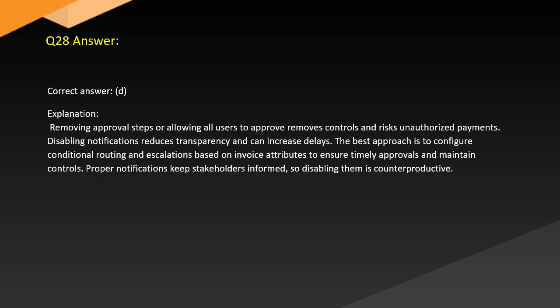Answer. Correct answer. D. Explanation. Removing approval steps or allowing all users to approve removes controls and risks unauthorized payments. Disabling notifications reduces transparency and can increase delays. The best approach is to configure conditional routing and escalations based on invoice attributes to ensure timely approvals and maintain controls. Proper notifications keep stakeholders informed, so disabling them is counterproductive.